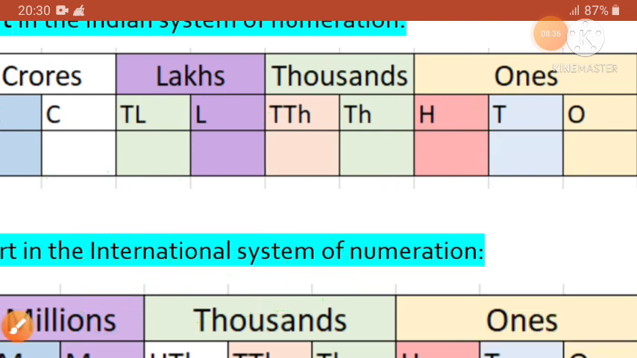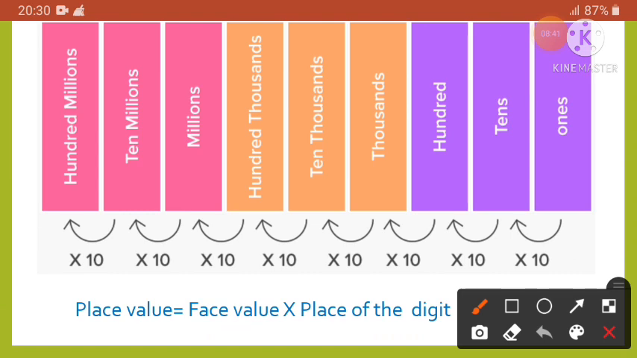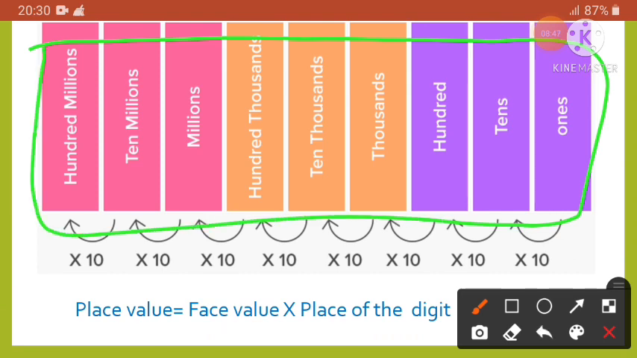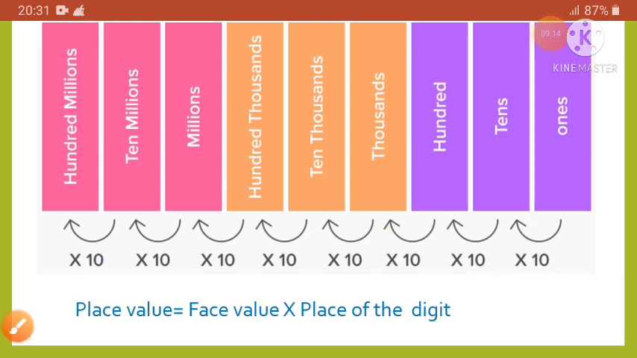One thing we have to keep in mind is that when we move left on the place value chart, the value increases by 10 times. But when we move to the right side, it decreases by 10 times. And also you have to keep in mind the formula: place value is equal to face value multiplied by place of the digit. Very good.